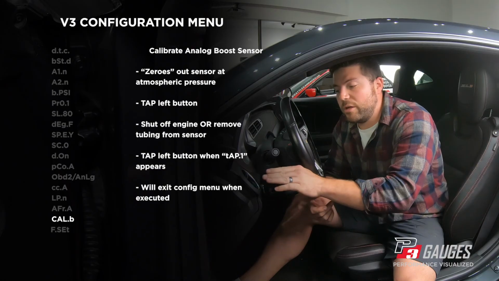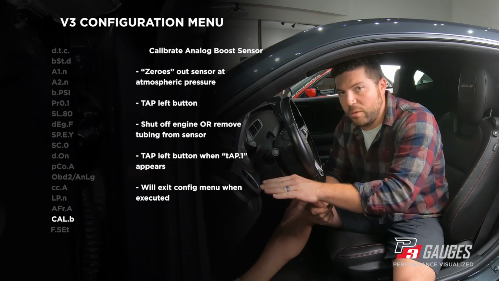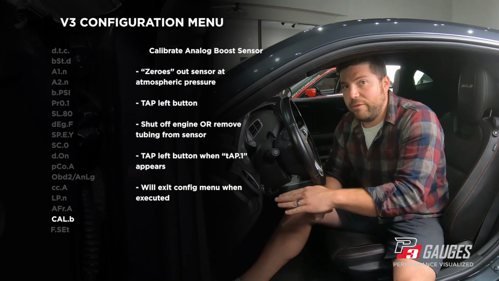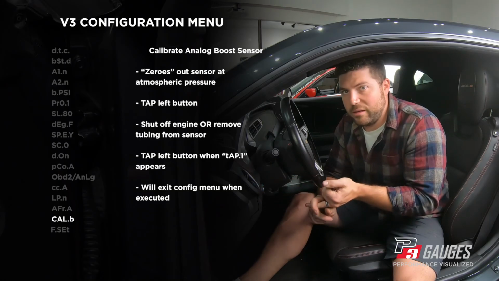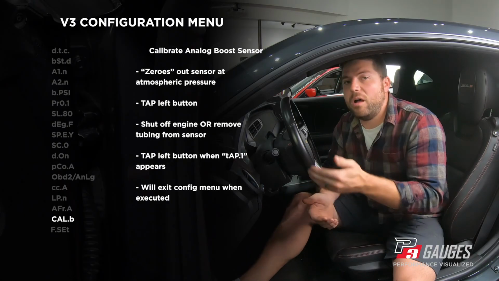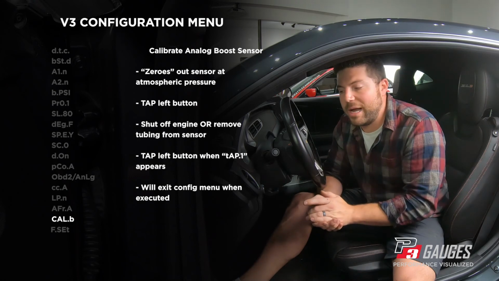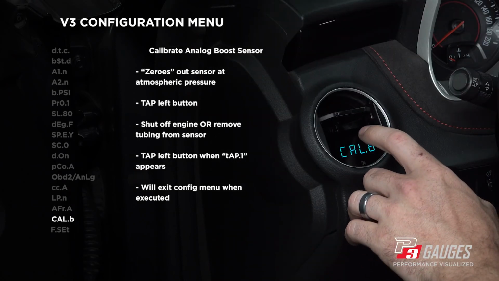This is going to be where you can zero that out at atmospheric pressure. And basically what we want to do is make sure that the engine is off, no vacuum or boost is applied to the sensor itself. And we're basically going to do a tare weight on the sensor so that we can zero it out at whatever atmospheric pressure you're at. And so we're going to tap the left button to do that.